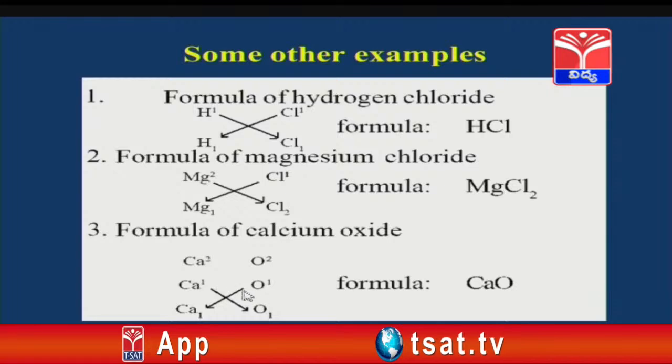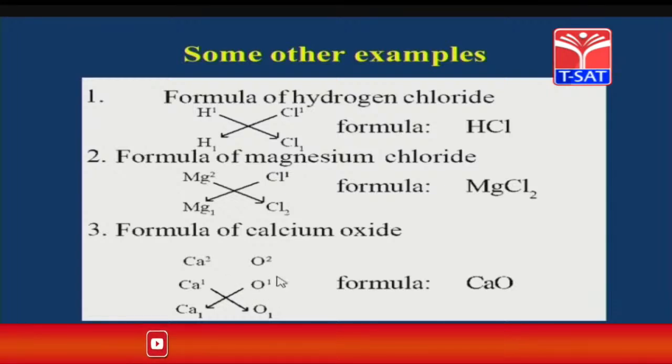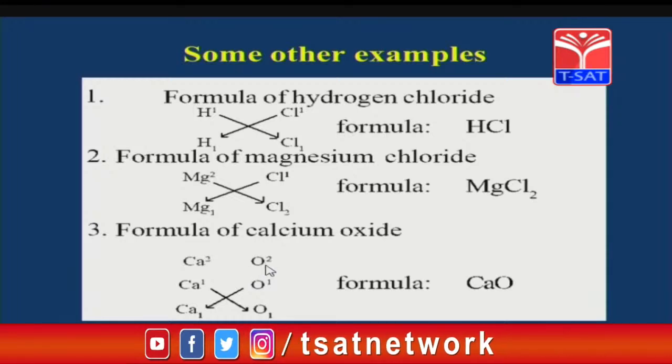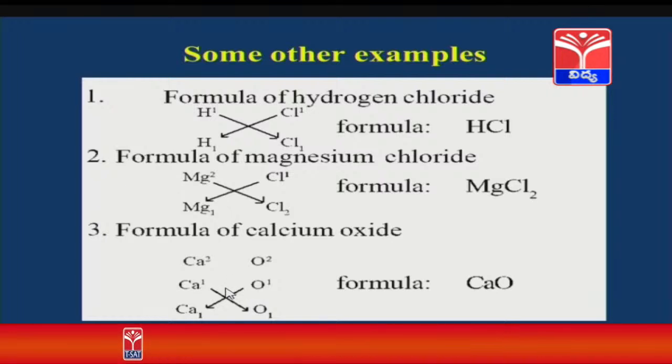Ca1 and O1, because these 2 are divided by the highest common factor, that is 2. That is why Ca1 and O1. Now, you apply the crisscross method, then we get the formula of calcium oxide, that is CaO.